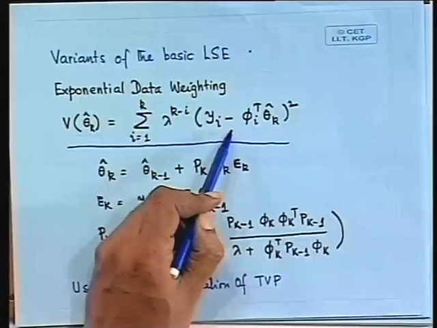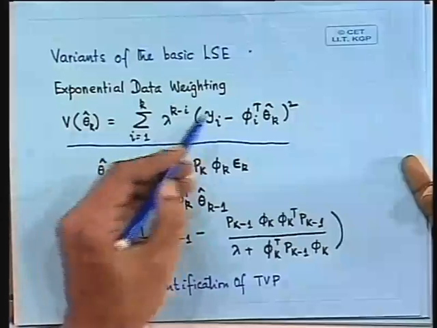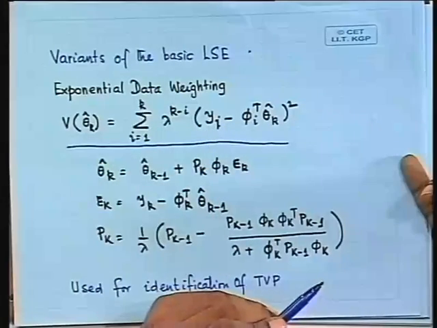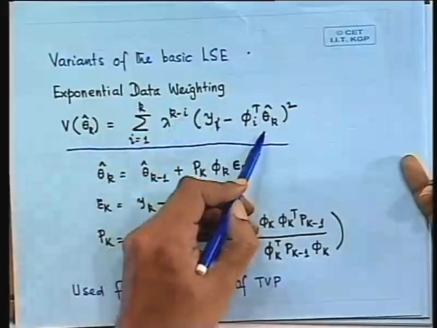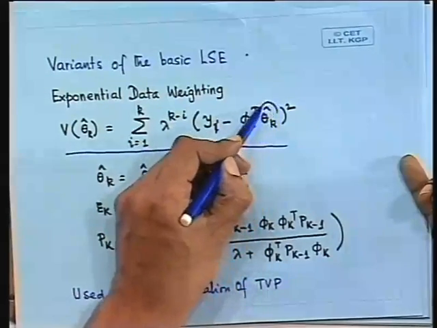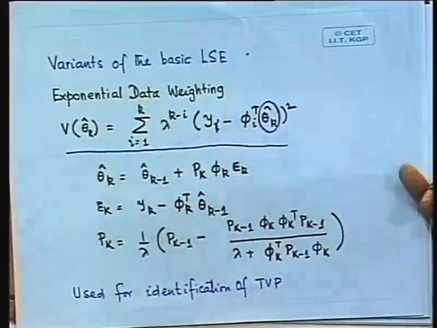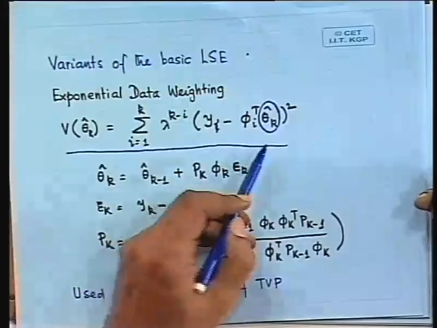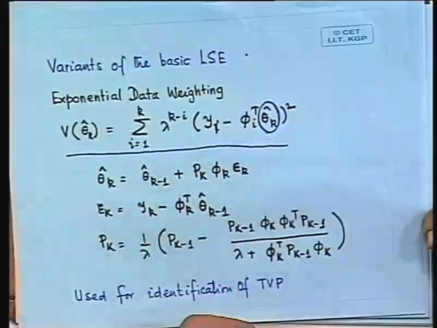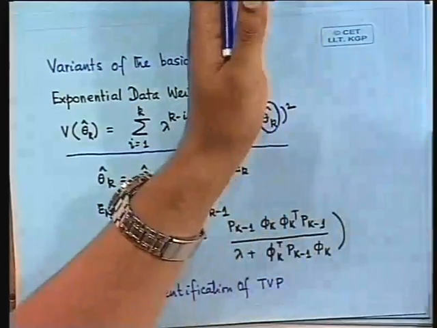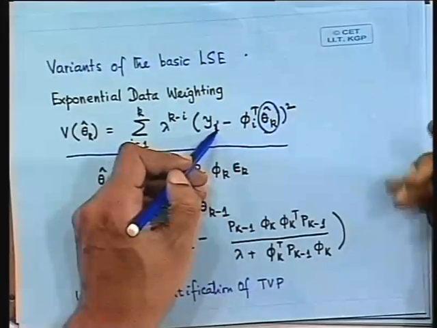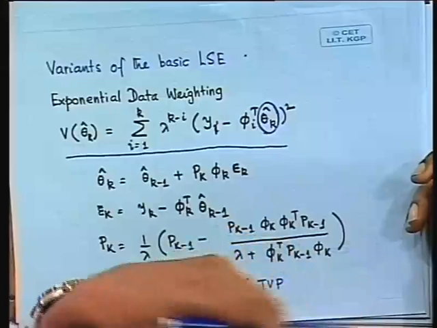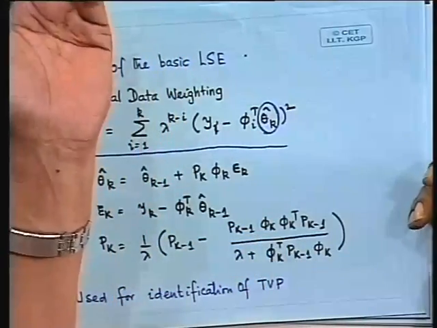See what I am doing. This is yk, i equal to 1 to k. So what I am doing is that this is the parameter that I have got at the kth instant, suppose. So I have data from 1 to k. Now using that, I am trying to predict what is yi. So I am trying to predict y1, y2, as well as yk minus 1, and so on.